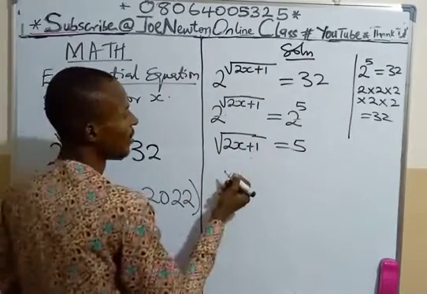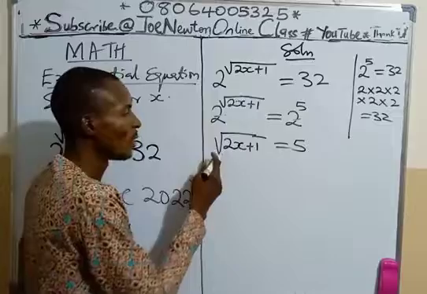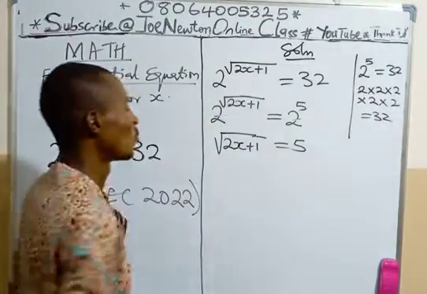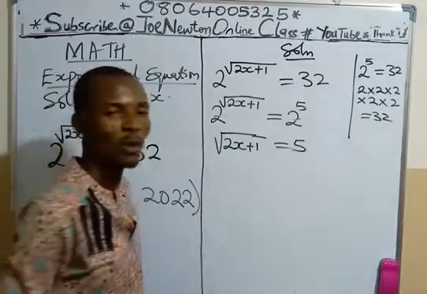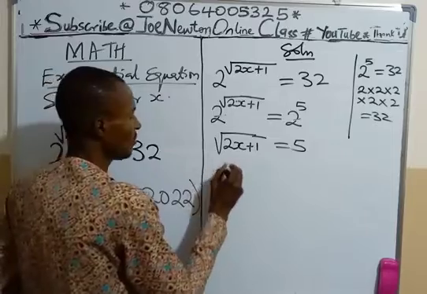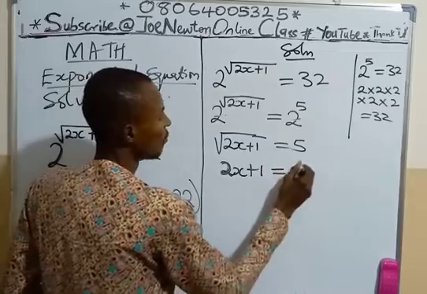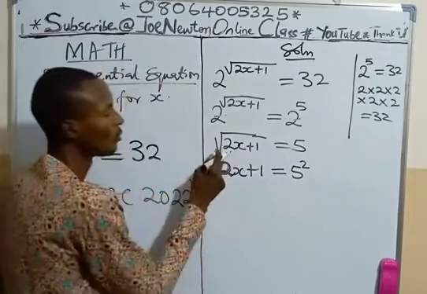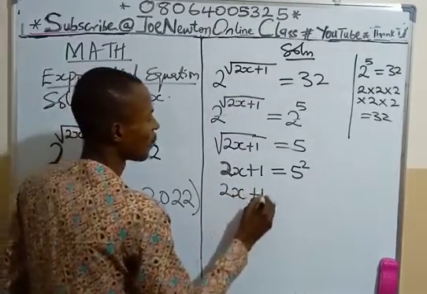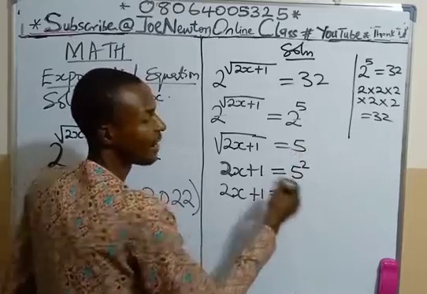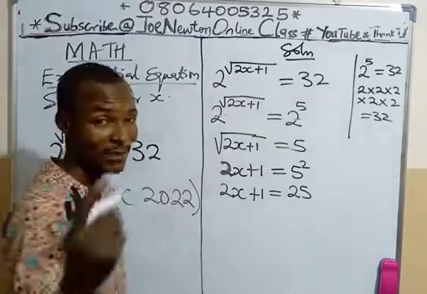Looking at this now, we have a square root here. The opposite of square root is square. So for you to remove this square root, you square both sides. And the square of a square root will give you the value. This 5 will now be raised to the power 2. We now have that 2x plus 1 is equal to 5 to the power 2, which means 5 times 5, which is 25. That is 5 to the power 2, not 5 times 2.